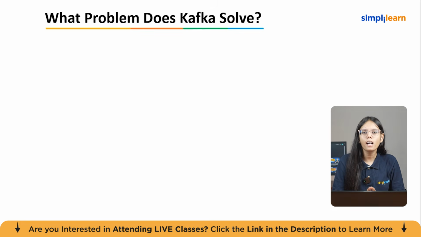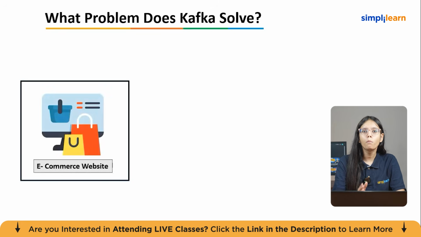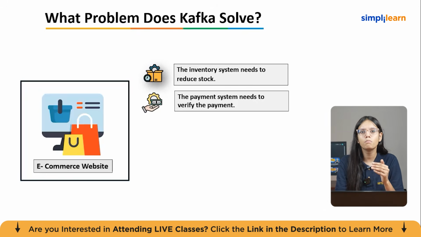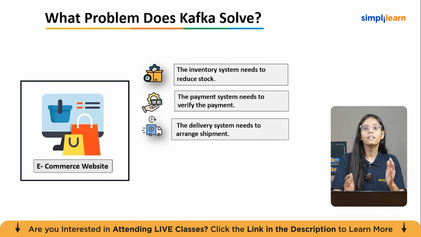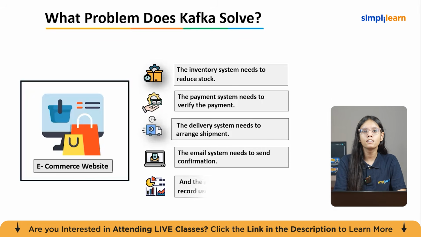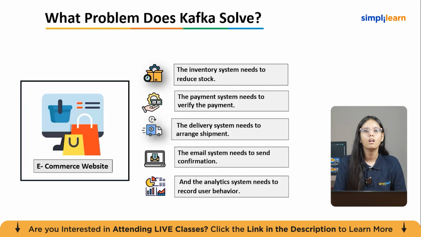So before understanding Kafka, let's understand the problem it solves. Suppose you are building an e-commerce application. When a user places an order, many systems need the same order information. The inventory system needs to reduce the stock, the payment system needs to verify the payment, the delivery system needs to arrange the shipment, the email system needs to send the confirmation, and the analytics system needs to record user behavior. One simple way is to make the order service directly call all these systems.